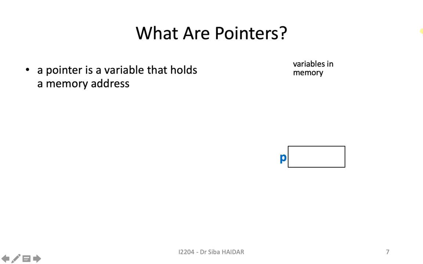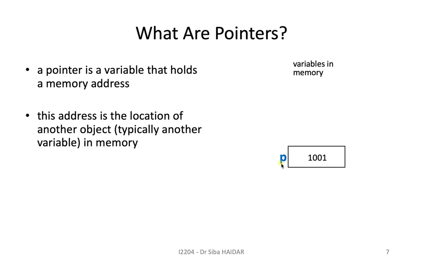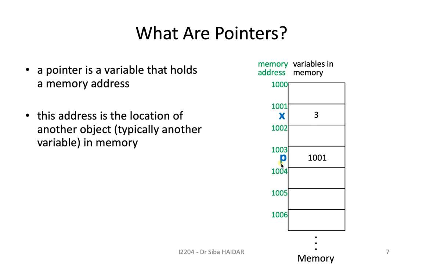So this is a pointer here on the schema. It is a variable called p and it can hold a memory address. Let's suppose this memory address is 1001. This address is the location of another object in this memory, typically another variable. Let's suppose this address is the address of the variable x, which is also in the memory. And this is the memory. Okay, so p and x are both variables in the memory.